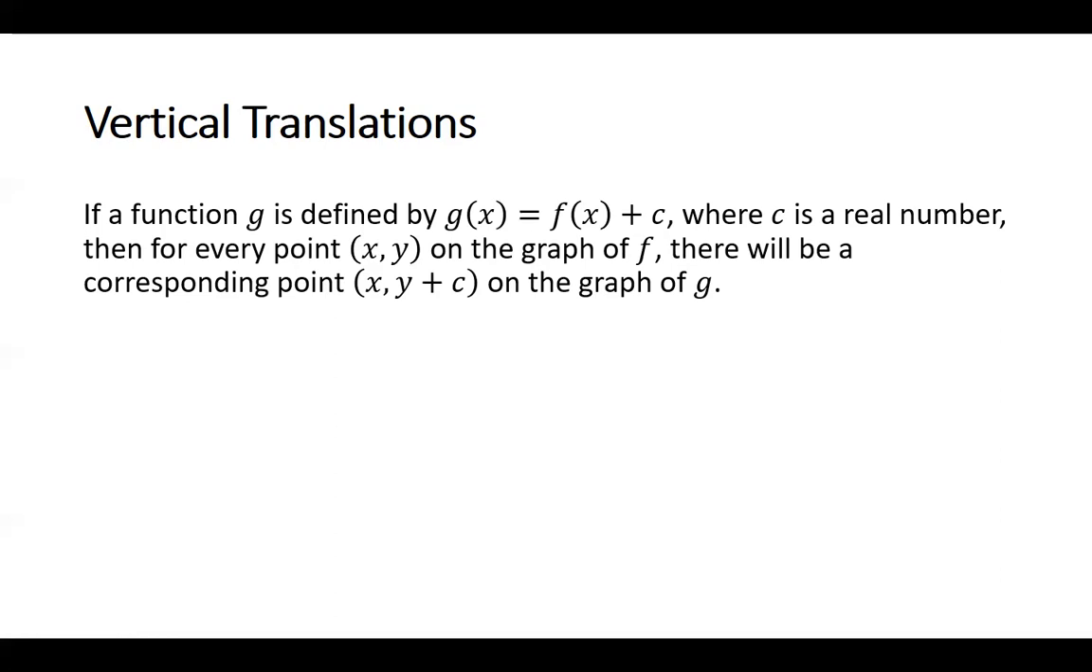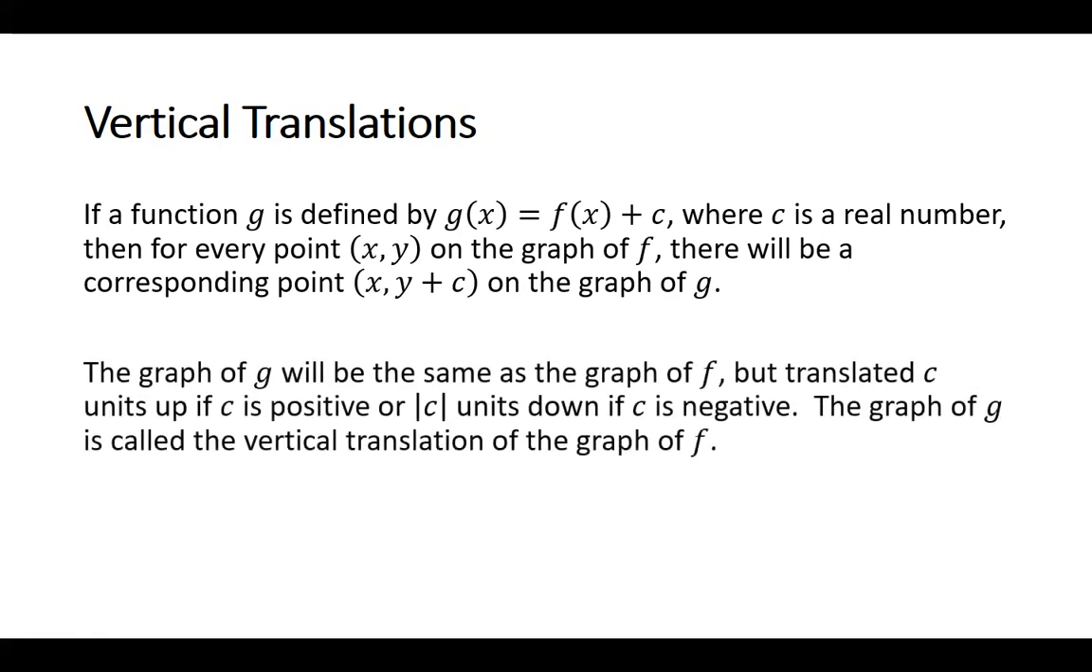So we're affecting the output. We have f of x plus c. So it's moving the graph up or down. Adding a positive value will move the graph up by that amount. Having a negative value will move the graph down by that amount. The graph of g will be the same as the graph of f, but translated c units up if c is positive or c units down if c is negative. The graph of g is called the vertical translation of the graph of f. So let's go back to Desmos and see this in action.